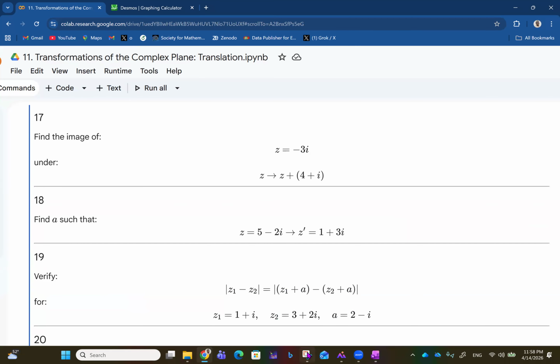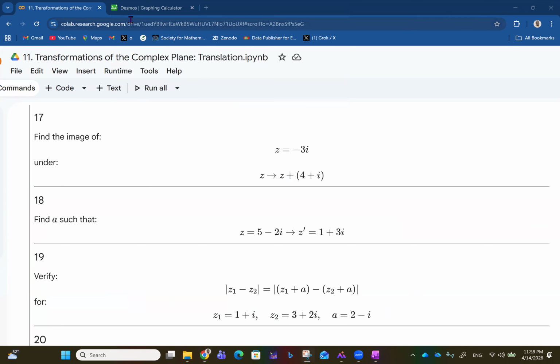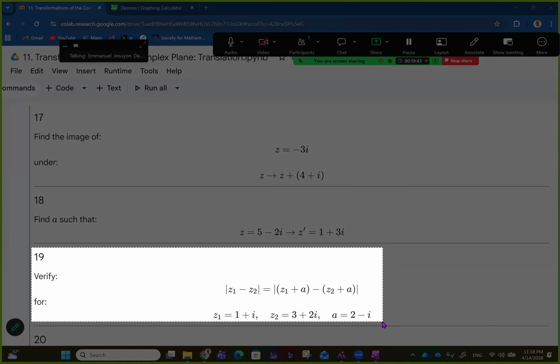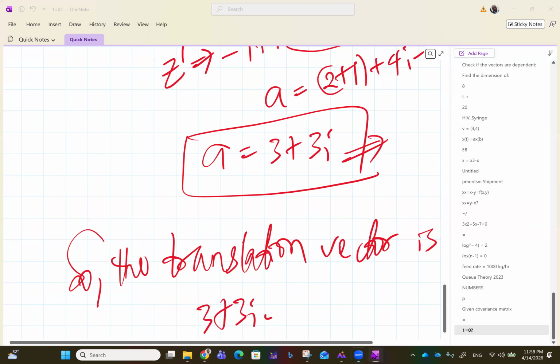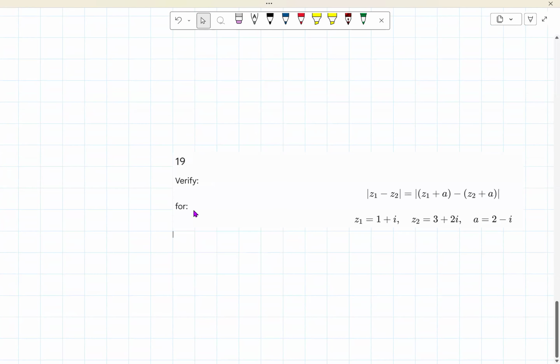Okay. Forgot that I snip, not copy and paste. So I snip this rectangularly. So we'll come here, we'll paste.